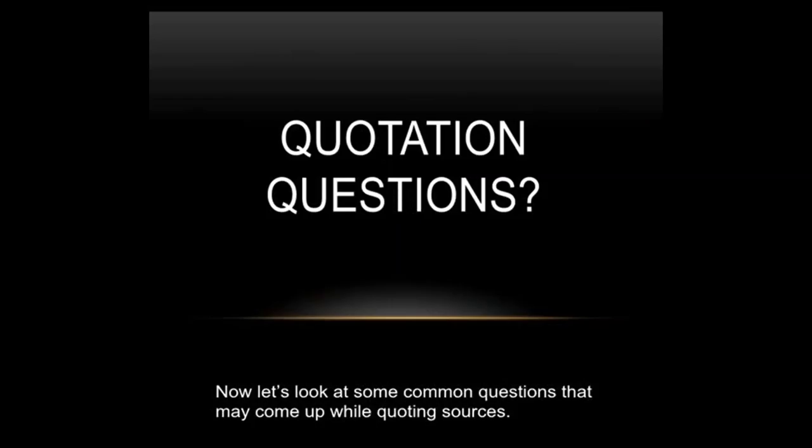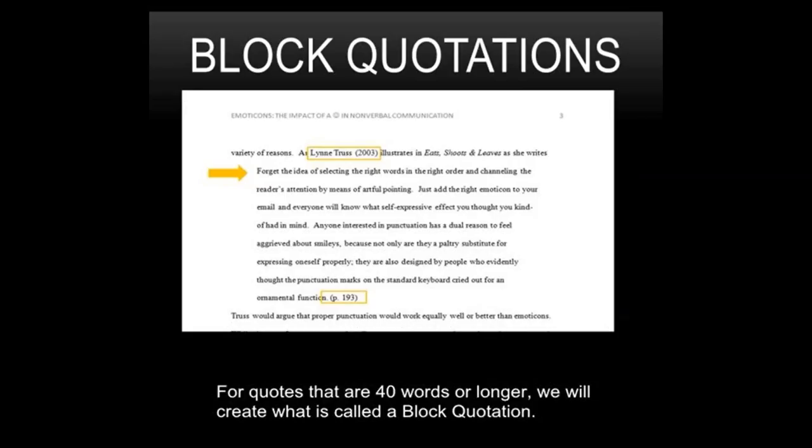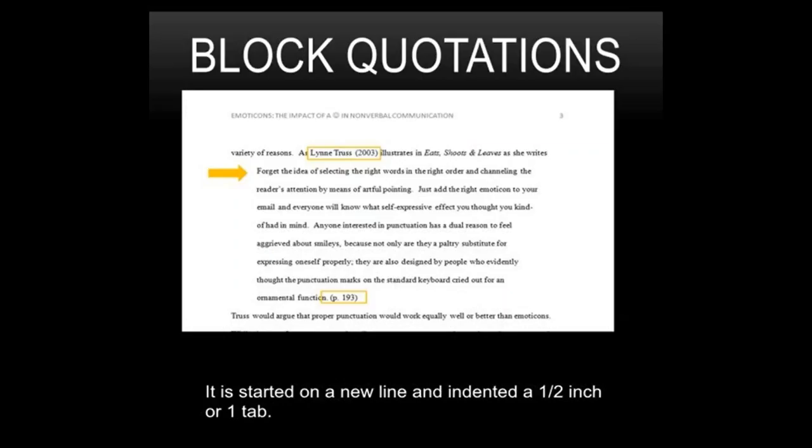Now let's look at some common questions that may come up while quoting sources. How do we format really long quotations? For quotes that are 40 words or longer, we will create what is called a block quotation. Notice how the quote is set off from the rest of the text and not within quotation marks. It is started on a new line and indented a half inch or one tab. We have still included the author's last name and the publication date. The page numbers are still at the end of the quotation in parentheses, but after the closing punctuation mark.